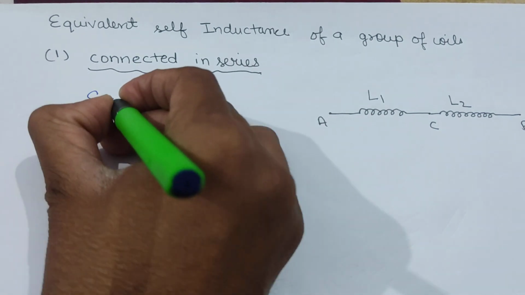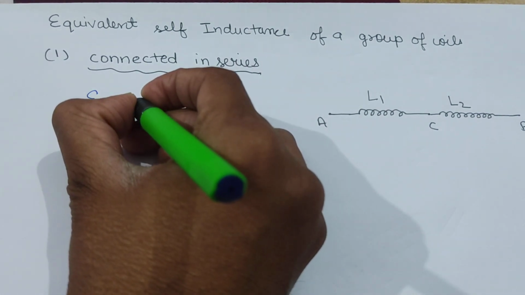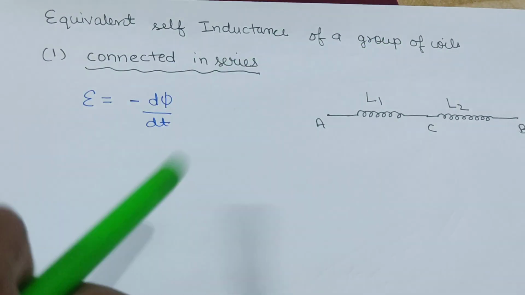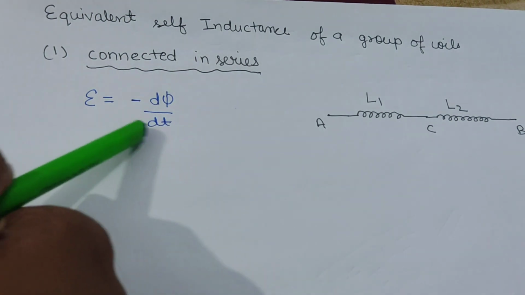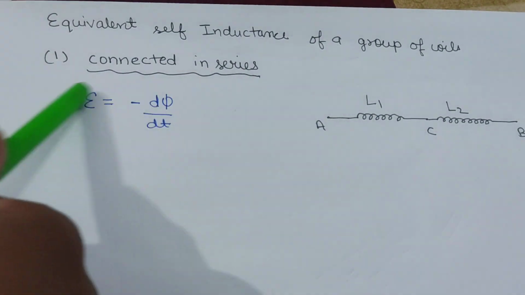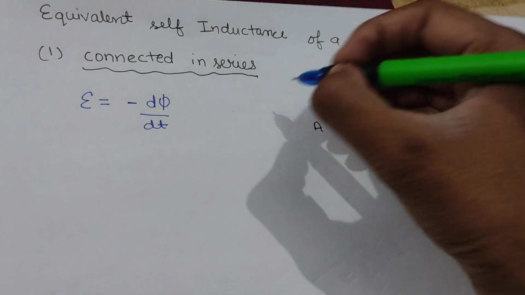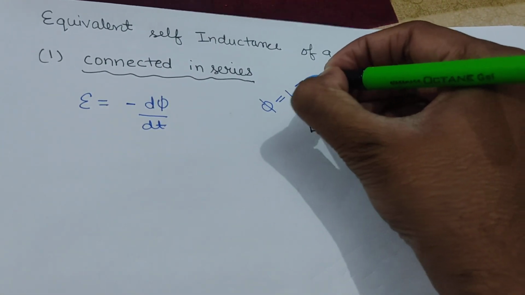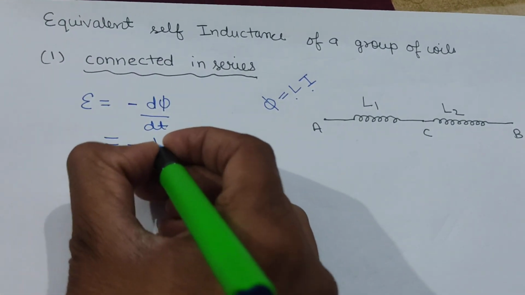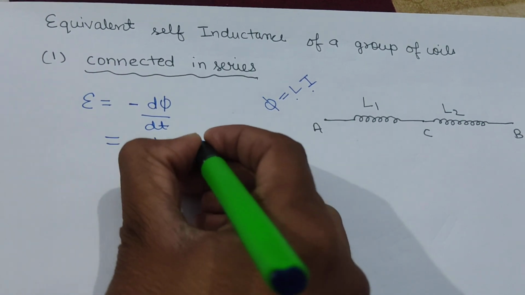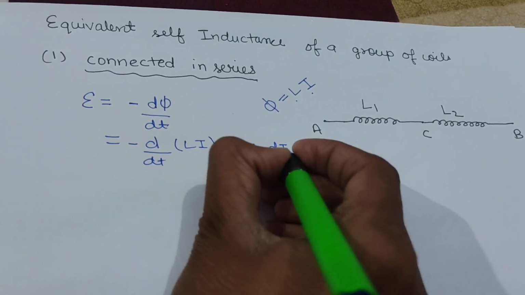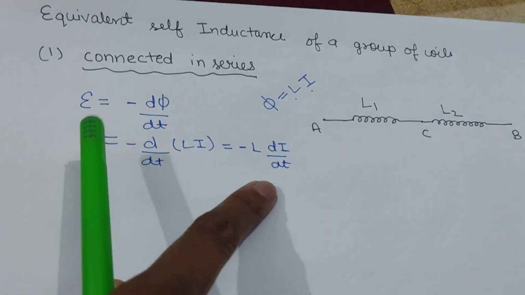We know that the induced EMF is equal to minus dΦ/dt, the change in flux with respect to the change in time. This is the induced EMF formula. We know that Φ is equal to Li, where L is the inductance and i is the current. If we put this in for Φ and differentiate, it becomes minus L di/dt.